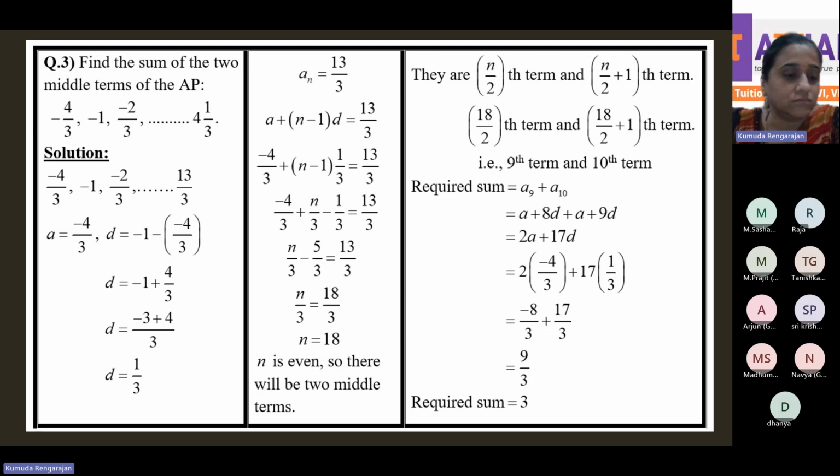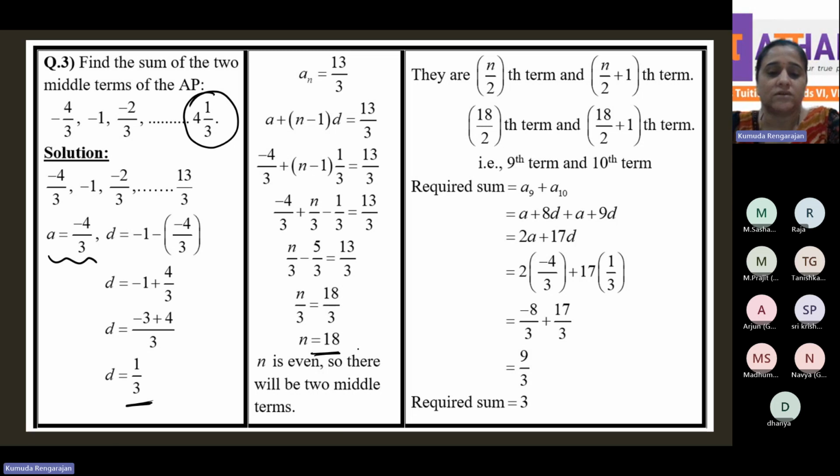Yeah, children. So we need to first find the number of terms in this AP. So write out the first term, a, which is minus 4 by 3, then find the common difference. It's 1 by 3. Now, the next thing is to find the number of terms in this AP. So that we can find using the last term here. 4 1 by 3 is 13 by 3 as an improper fraction. So an is equal to 13 by 3. When you work that, you're able to find the value of n.